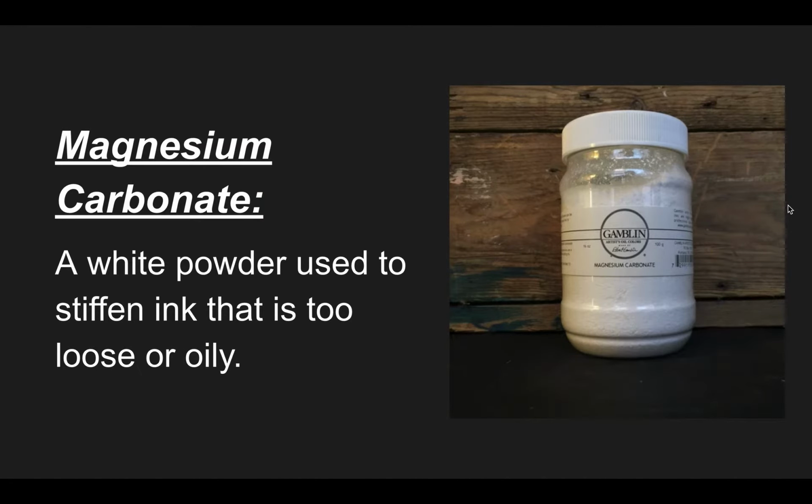So now we move on to our modifiers. We have magnesium carbonate, which is a white powder used to stiffen ink that is too loose or oily. You saw in the collagraph and in the monotypes that a lot of times we use that powder as a stenciling tool because it does absorb so much ink, to block out certain areas. We always add that to our ink when it's too greasy to give it some more body and reduce some glossiness.